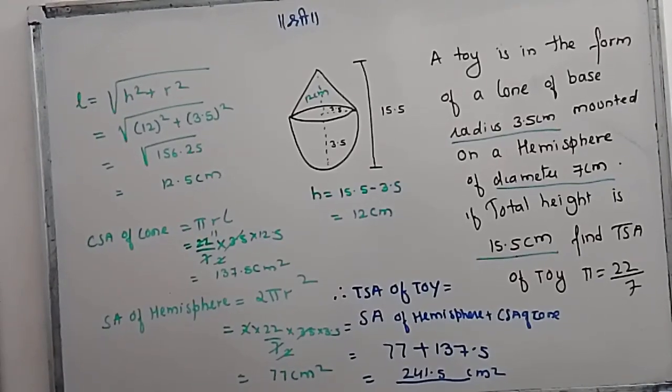So as a quick recap, we have done the formulas in the beginning, then we have started with the sums individually of cylinder, cone, hemisphere, and then we have done 3 complicated sums.